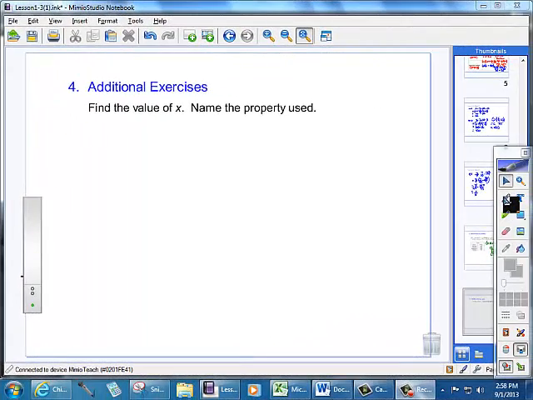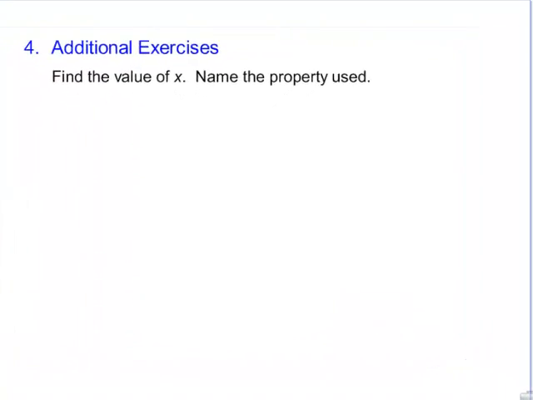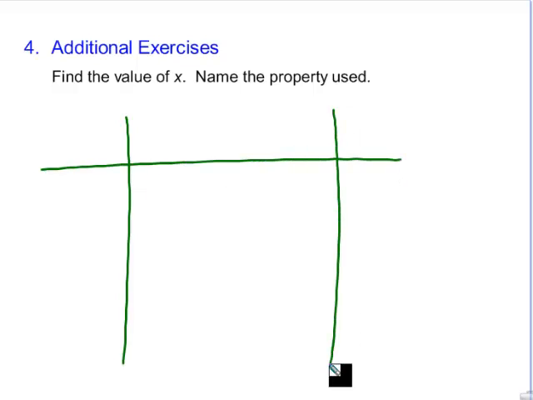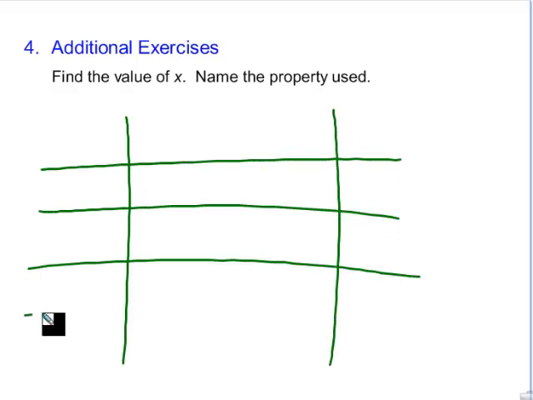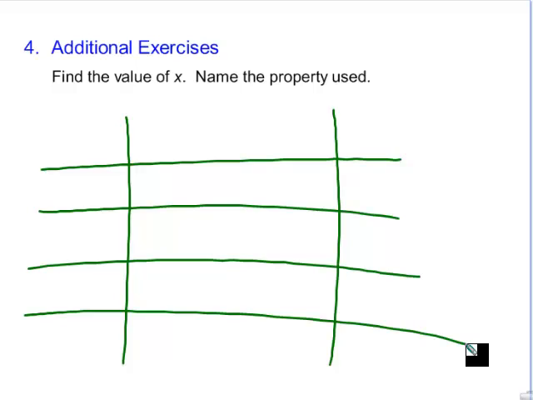Okay, so if all that wasn't enough, let's play a game called Find the Value of X and name the property used to help you learn those properties. So here we go. Let's make a quick table. Quick one. I know you like the sound effects. I don't even know if we'll use all those, but here we go. Let's extend that a little bit. Yeah, perfect. Okay, here we go. You might get something like this.